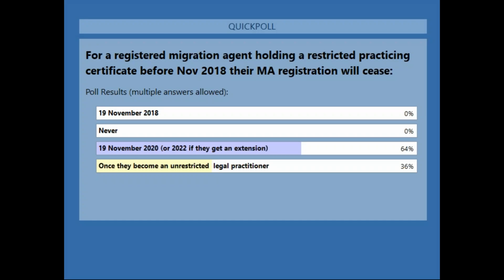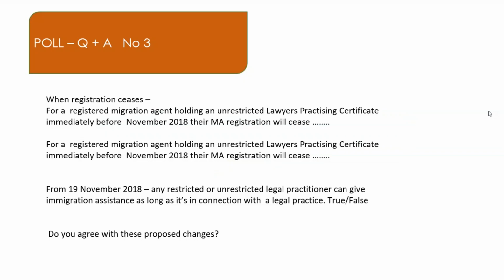So, Rob, how did they go? Yes, so the answers are: for a registered migration agent holding a restricted practicing certificate immediately before 19th of November, their registration will cease either after the transition period, so it's 19th of November 2020 or 2022, or once they become an unrestricted legal practitioner. Fantastic. I think everyone did pretty well there.